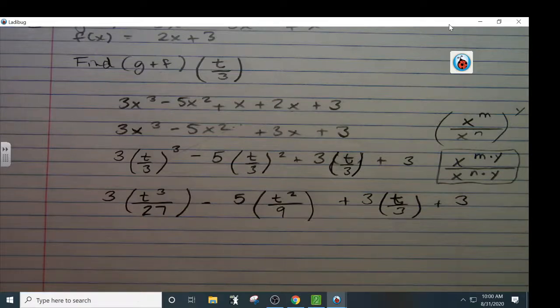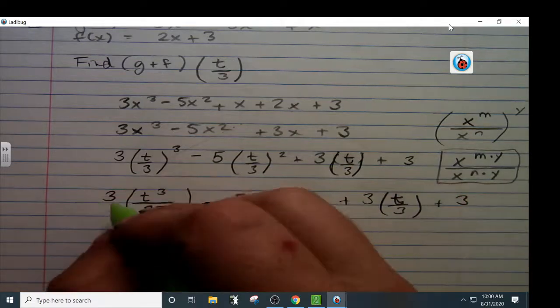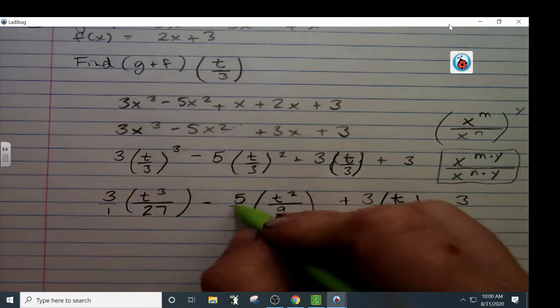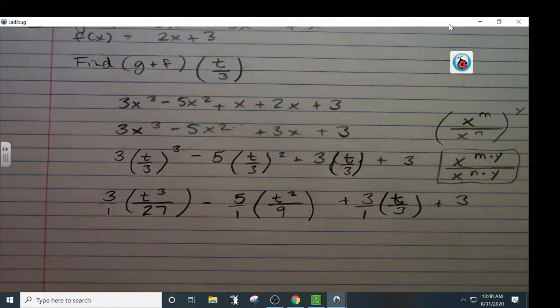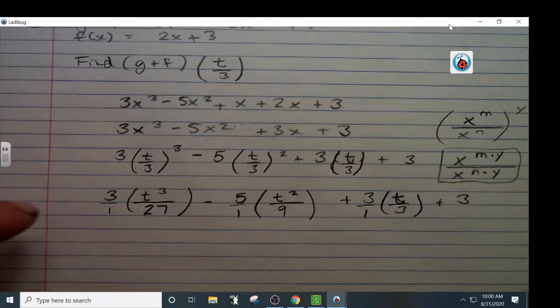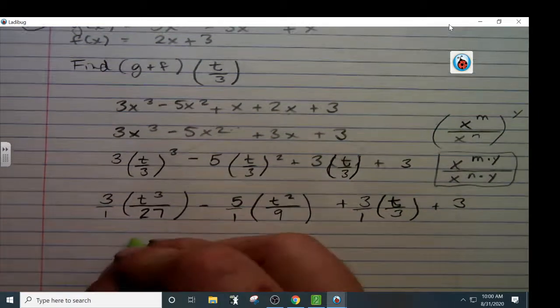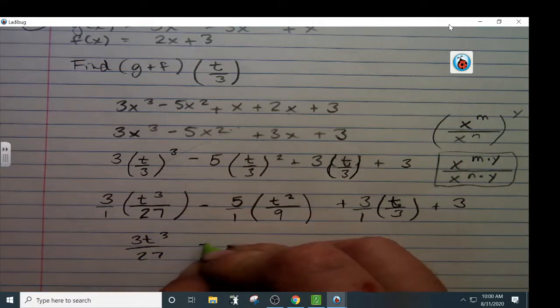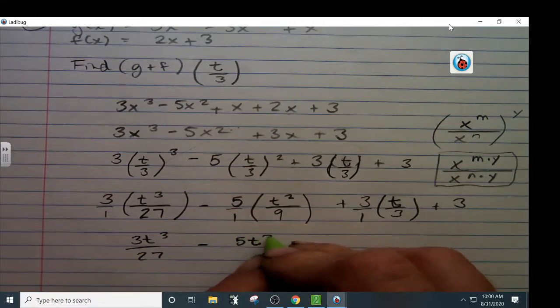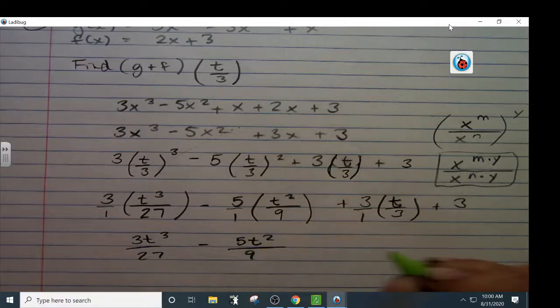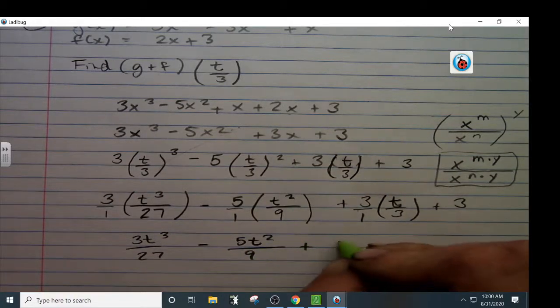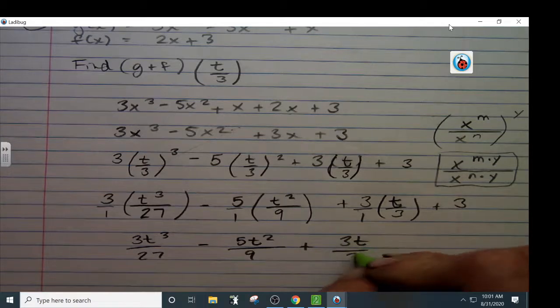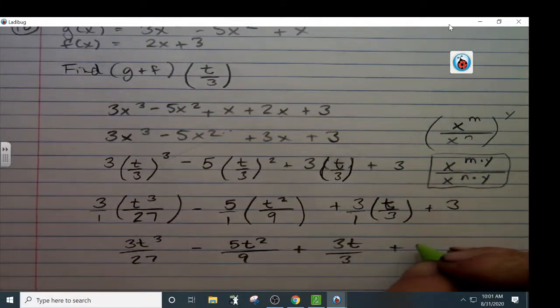Now, guys, what we need to do is distribute this. That's the same as 3 over 1 and 5 over 1. We're going to multiply them, right? If that's a 3, that means it's 3 over 1. So what that's going to be is this: 3t cubed over 27 minus 5t squared over 9 plus 3t over 3 plus 3.